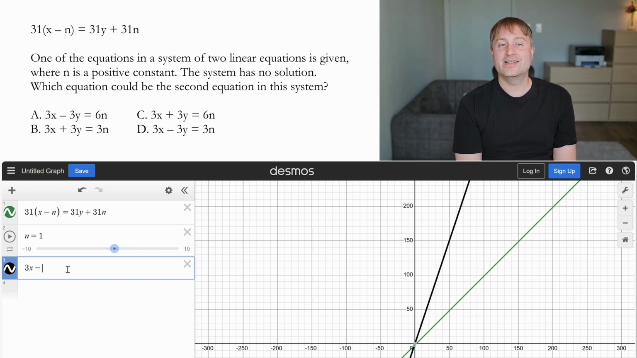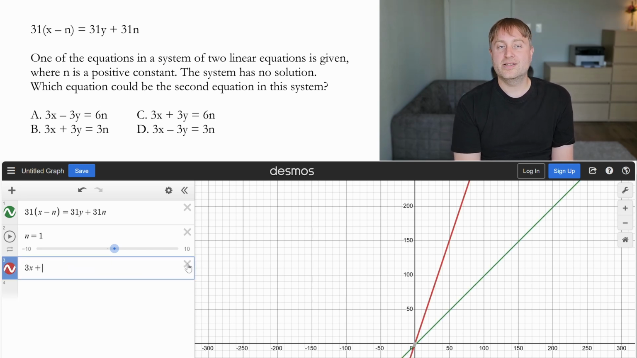3x minus 3y equals 6n. As you can see, this equation is indeed parallel to the first equation, but it's not distinct. It's the same equation, which means it has infinitely many solutions. So we can cross it off and move on to B.